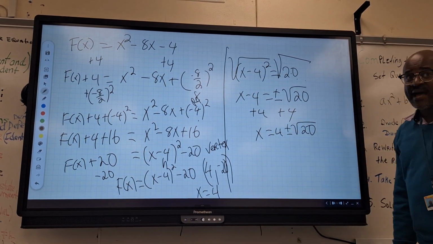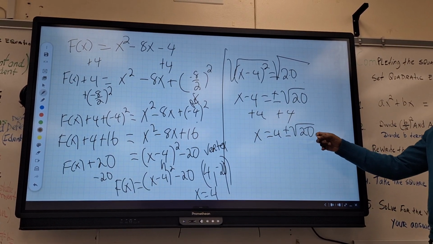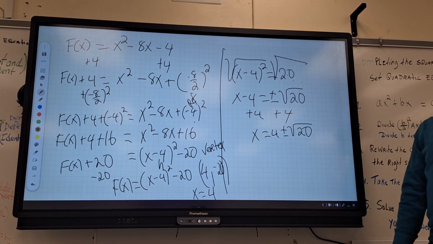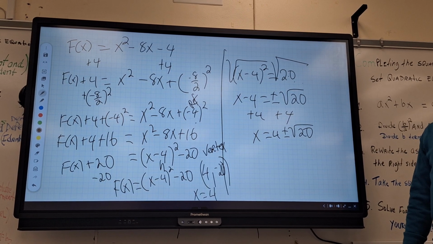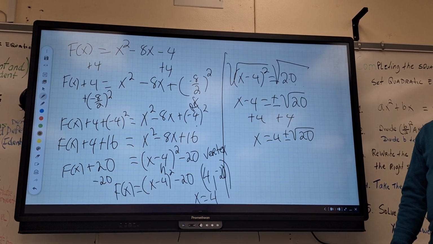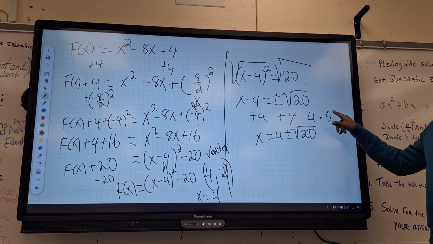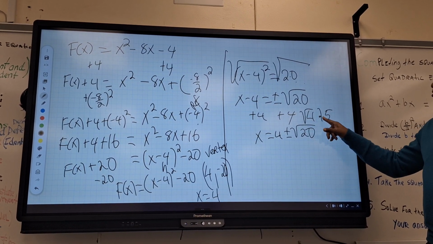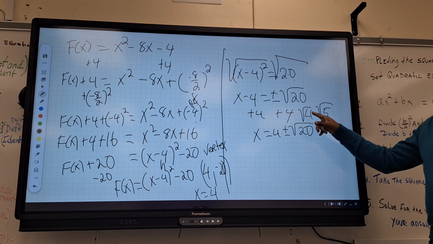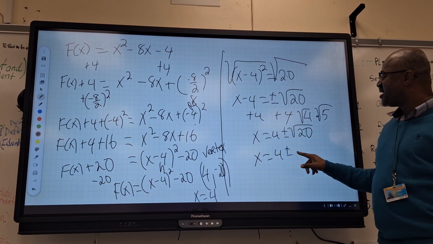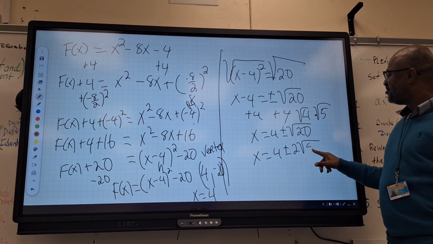Pay attention to that. There's a perfect square inside 20. You need to fish out that perfect square. What number is a perfect square inside of 20? What is it? 4 times 5. That will give you 20. This is a perfect square. Then you take the square root of that. What is the square root of 4? Then you will have x equal 4 plus or minus 2 root 5.